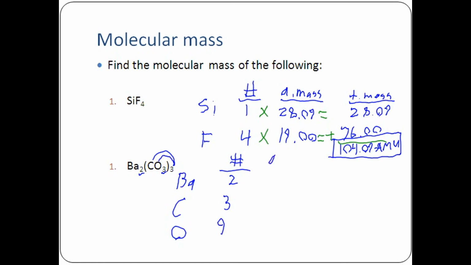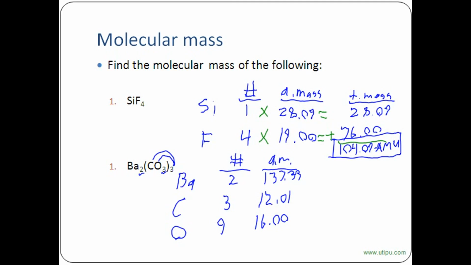For the atomic masses, the first one is barium. Looking it up, it's sort of towards the bottom left, 137.33. Our next one is carbon, which is 12.01. And oxygen is our last mass here, 15.999, which rounds to 16.00 to the nearest hundredth.